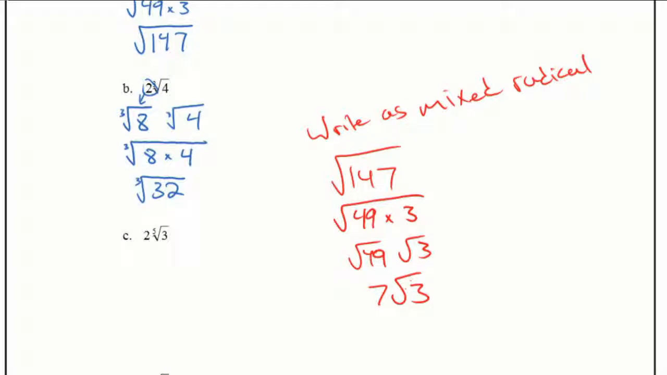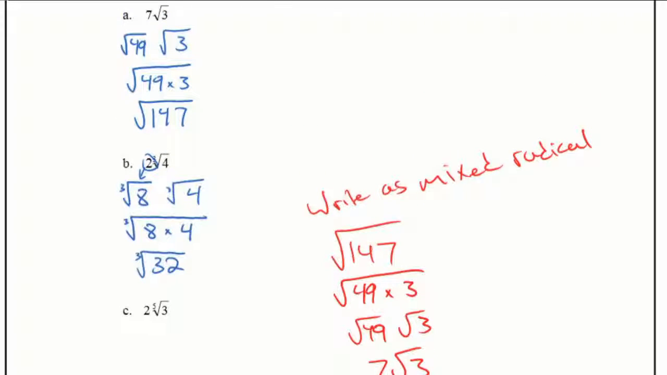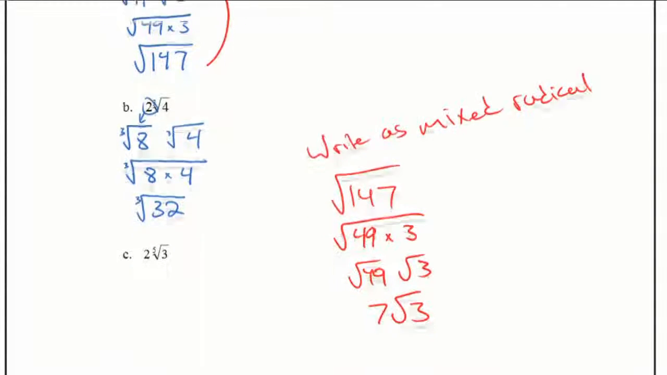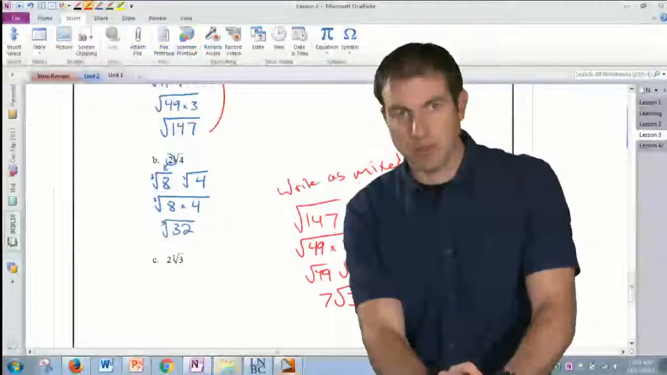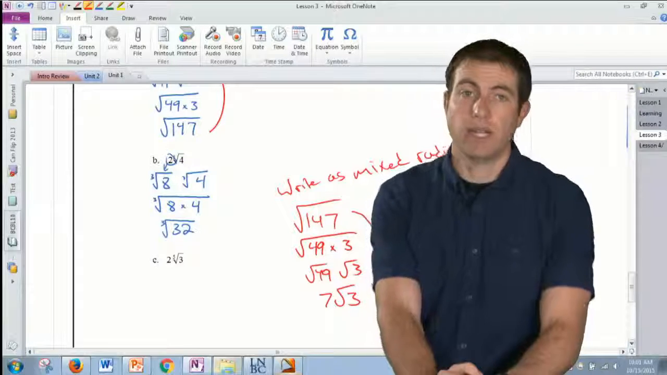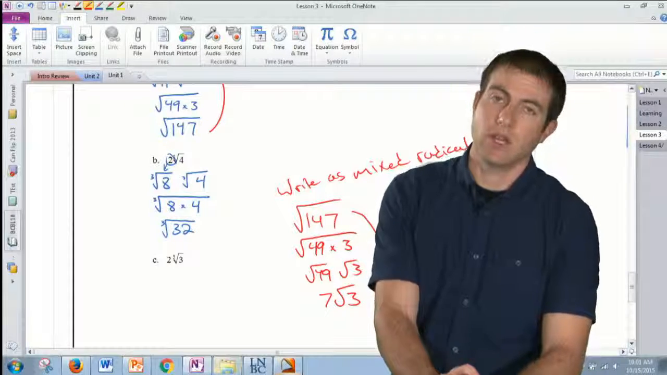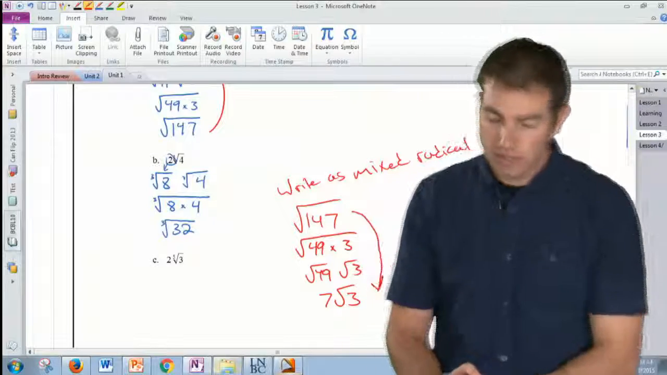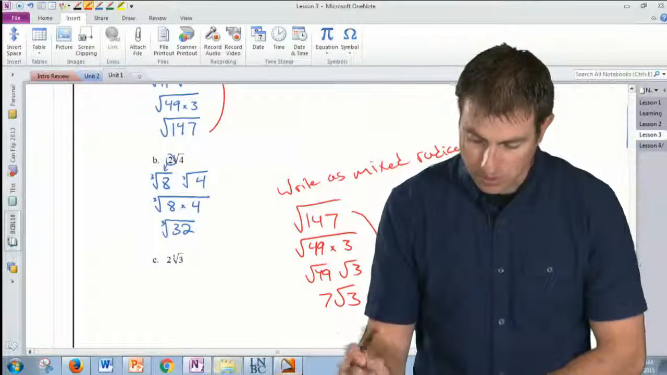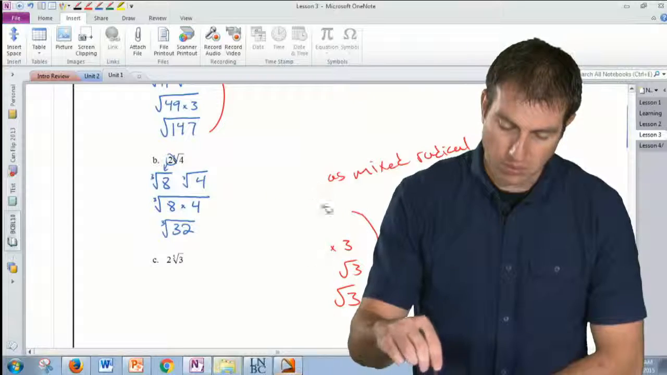So what I've just done is I've taken the exact same question here, and I've just worked backwards. Same thing, just going the other way. I start at the 147, and now I'm going to the 7 root 3. So the 49 came from the fact that it's a perfect square. And if I can use these perfect squares, I can figure out these sorts of things. So let's look at the last couple examples here, and that might help us out.